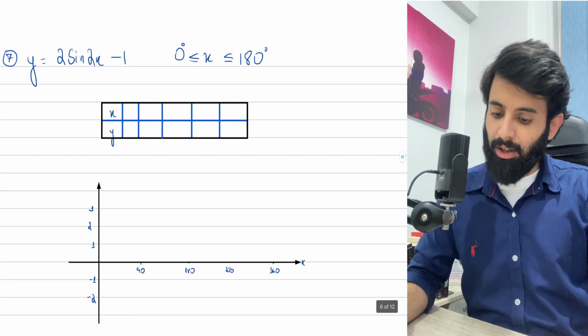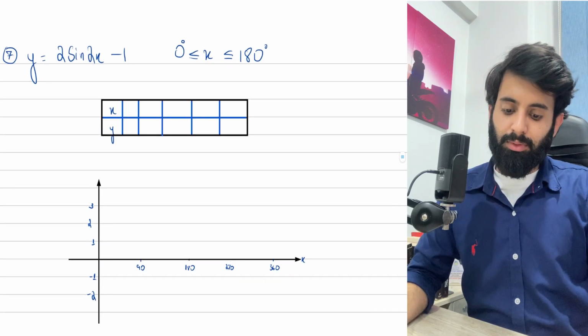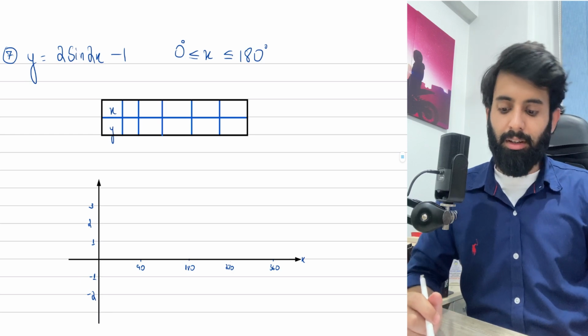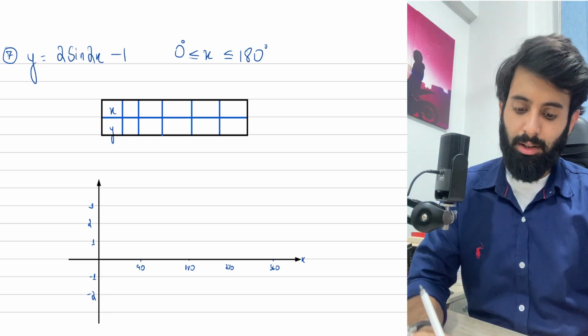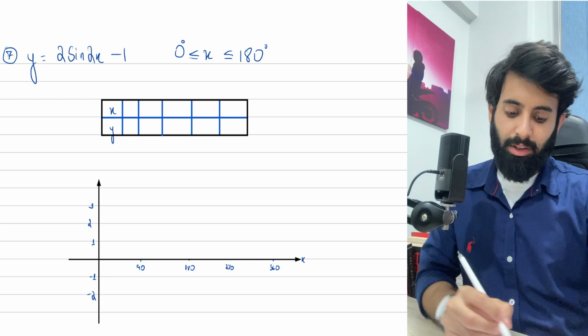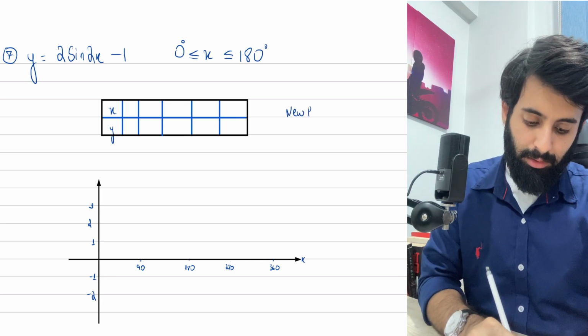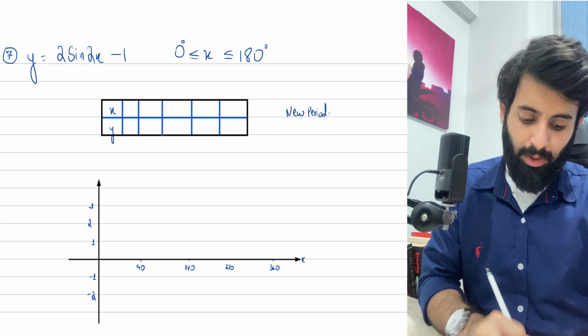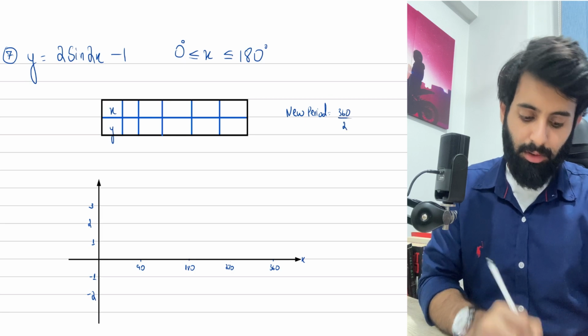So here we have 2 sine 2x - 1 for 0 to 180 degrees. Again, this time also I'm going to use my calculator, but one thing that I want to show you is that now the new period will again be 360 upon the coefficient of x, which is 2.